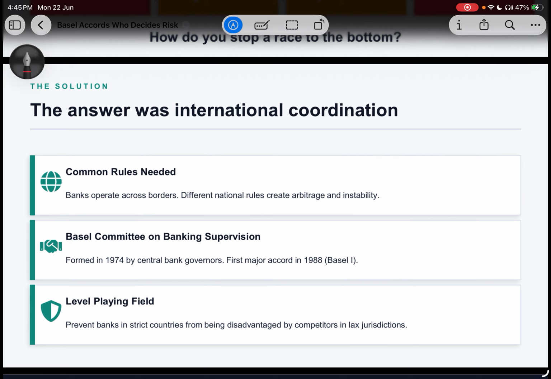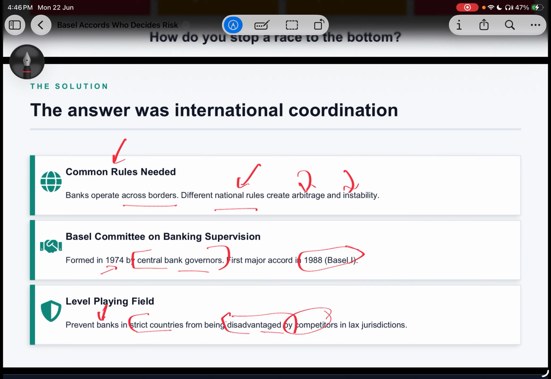The answer that Basel norms introduced, and what everyone needed, was a common rule. See, banks were operating across borders, right? And different nations had their different set of rules. So there existed arbitrage and instability. The Basel Committee, which was formed in Basel in Switzerland in 1974 by the central bank governors, first introduced Basel I in 1988. What it actually did was prevent banks in strict countries from being disadvantaged by banks in lax jurisdictions.